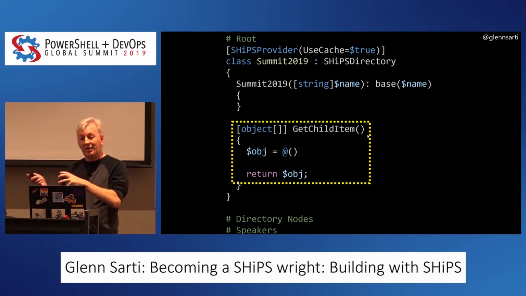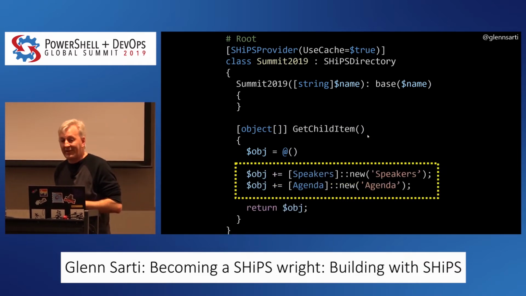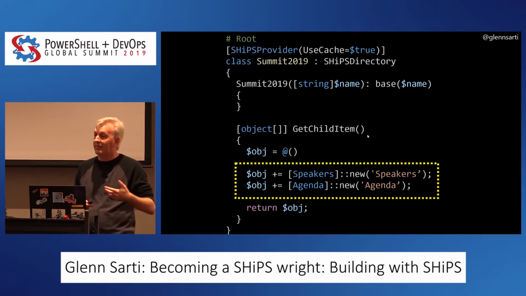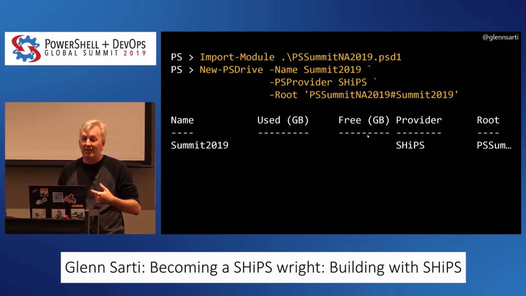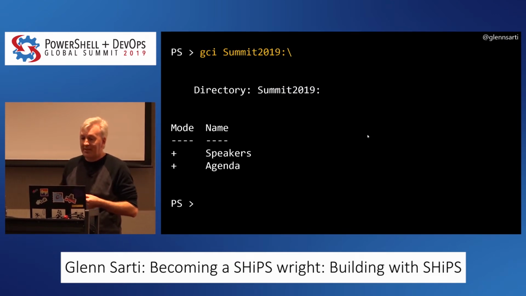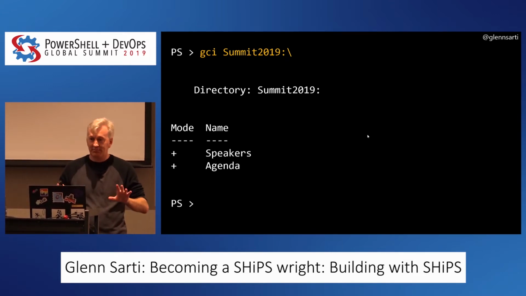Now we have those two child directories, speakers and agenda. We need to modify the root to actually display them for us. So we add them to our array. So we instantiate them with their name, and then just add them to the object array. Same for the speakers, same for agenda. Let's try it and see what happens. So like before, we import the module, create a new PS drive, and then we call Get-ChildItem. We've got two things called speakers and agenda. Okay, that's nice. Not very useful yet.